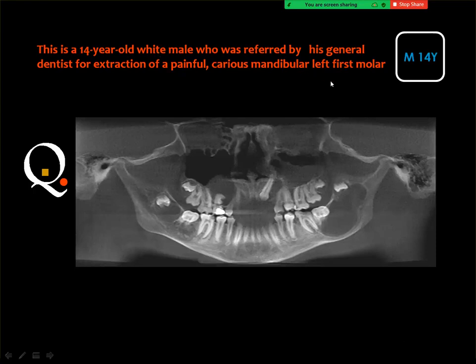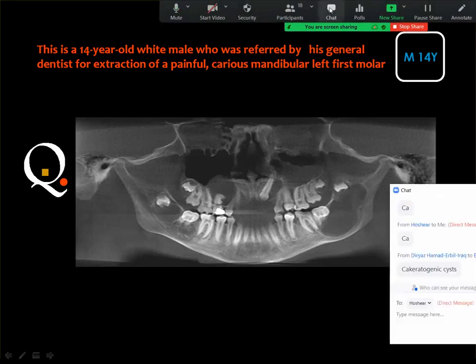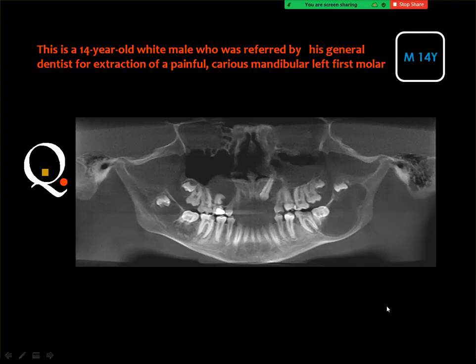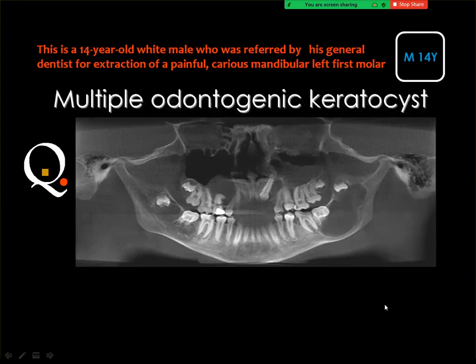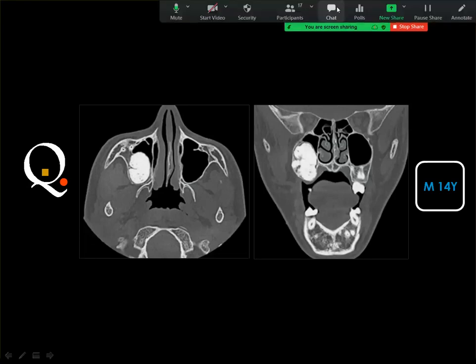This 14 years old male has been referred to the dentist for extraction of a painful carious mandibular left first molar tooth. Okay, keratogenic cyst, very good. This answer because I think that this is the only cyst which shows multiple cystic lesions in the mandible. You see a big one on the left side and another one on the right side, usually pathognomonic for the keratocyst.